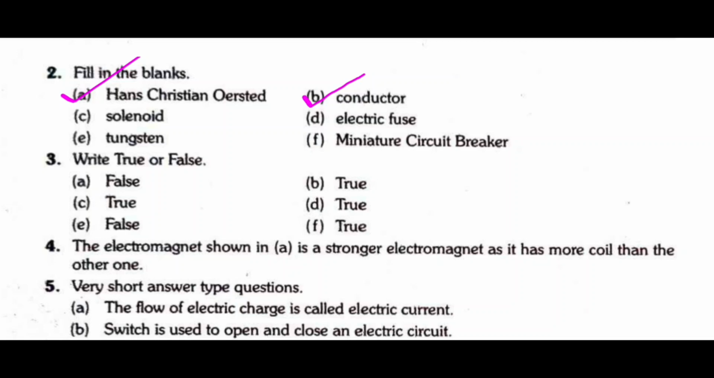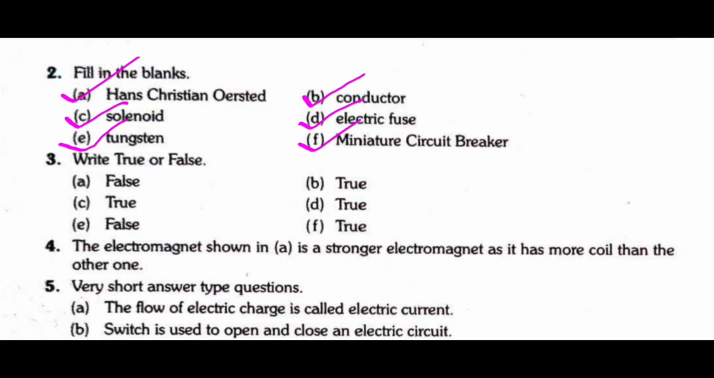Question number C. A cylindrical coil consisting of a large number of turns of insulated wire is called a dash. Solenoid. D. An dash is a safety device which breaks the electric circuit if there is an excessive flow of current in the circuit. Electric fuse. The filament in a bulb is made of dash metal. Tungsten metal. The full form of MCB: miniature circuit breaker.